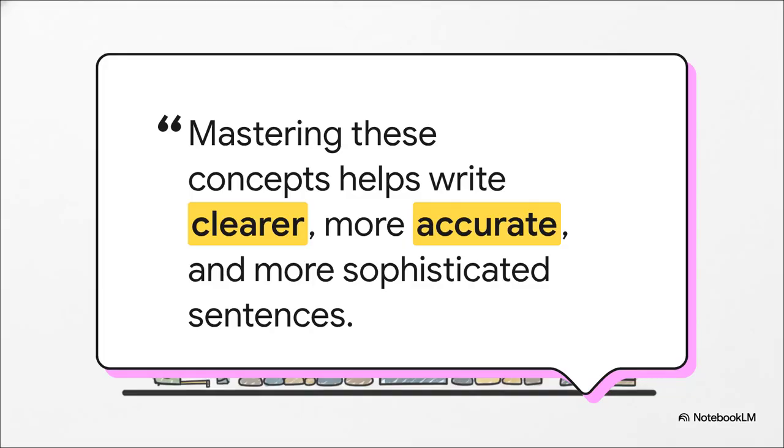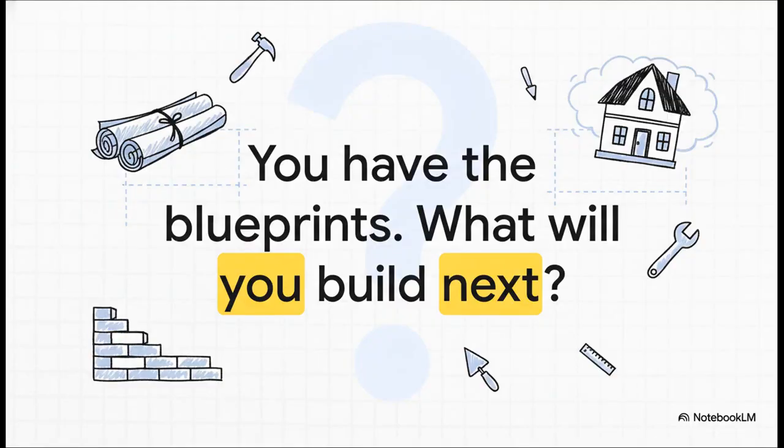And look, this isn't just some boring grammar exercise. Why does this matter? Because getting this stuff down is what separates okay writing from great writing. It's what lets you build sentences that aren't just correct, but that are truly clear, powerful, and sophisticated. So there you have it. We've gone over the entire architectural plan, from the tiniest brick to the most complex design. The blueprints are officially in your hands now. So the only real question is, what are you going to build with them?